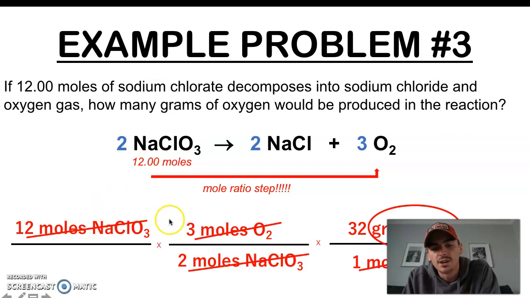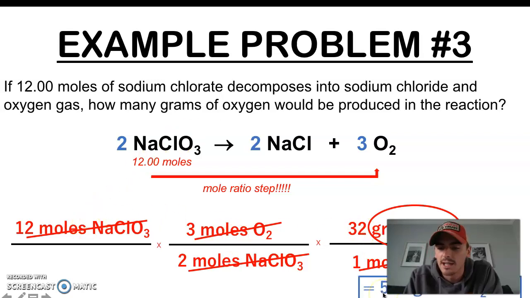And then I just got to take 12 times 3 times 32 on the top and then divide it by 2 on the bottom, and that would give us 576 grams of oxygen. So the main thing to remember, in order to switch, you have to be in moles. If you're not in moles, you need to get to moles. So this was moles to grams.